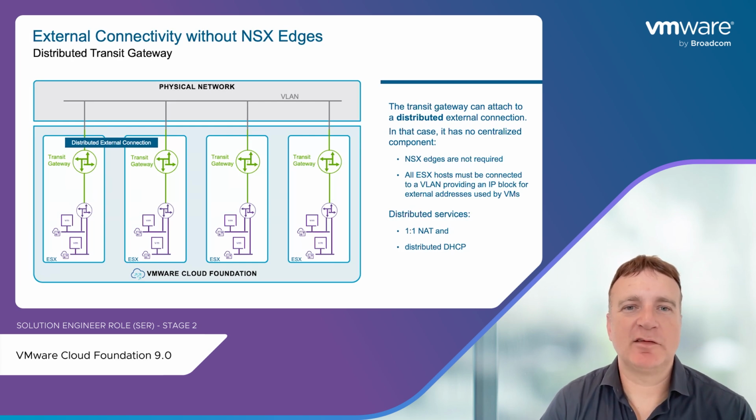Only basic services like reflective one-to-one NAT and distributed DHCP are available. And also, the physical network must provide a shared layer 2 domain across all ESX hosts. Unlike traditional NSX overlay networking, this approach requires external VLANs to be extended to each host.